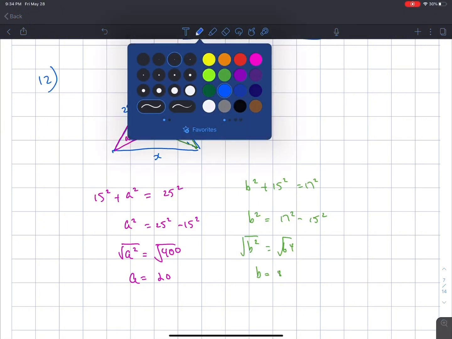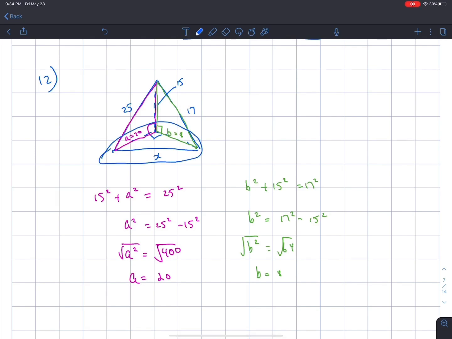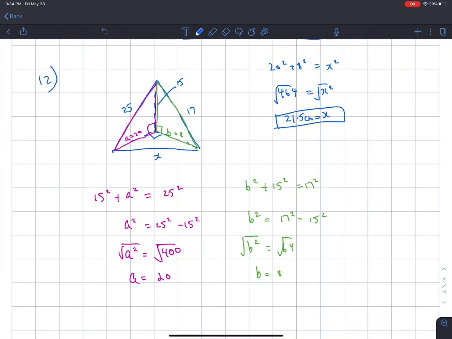Finally, we can look at the bottom triangle. We have 20 squared plus 8 squared equals X squared. So this is 20 squared plus 8 squared. We get 464 equals X squared. And then we square root both sides to get X equals 21.5. And that's the answer. X equals 21.5 centimeters.